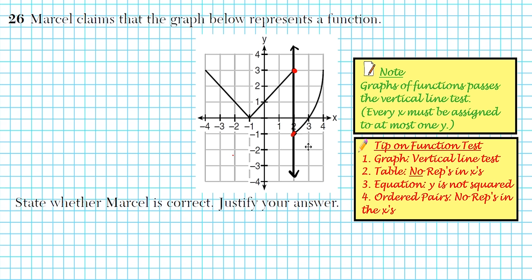Is Marcel correct? Marcel said it is a function. Is this a function? No. So our answer is Marcel is not correct.